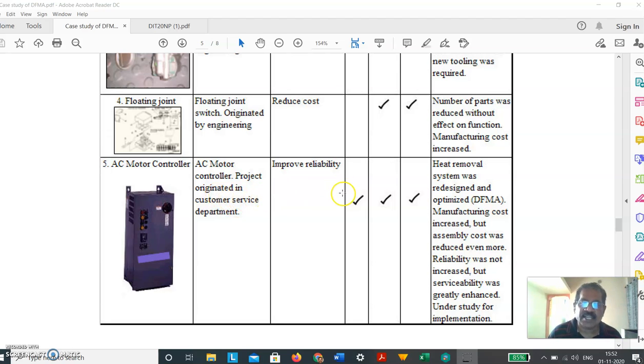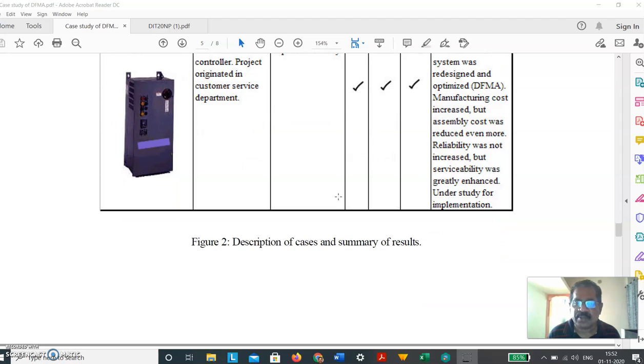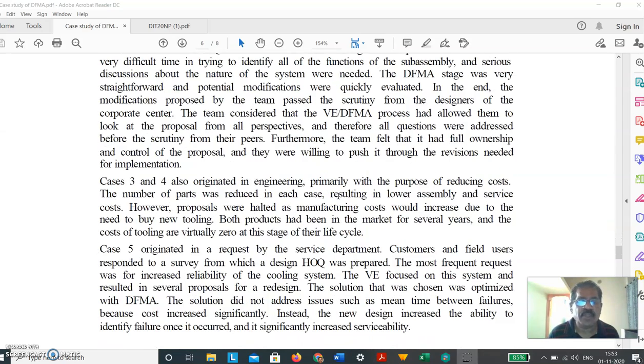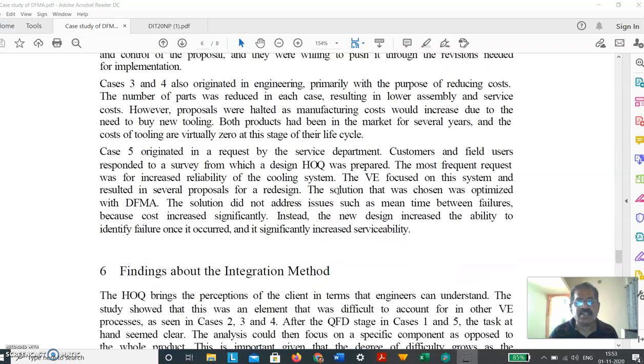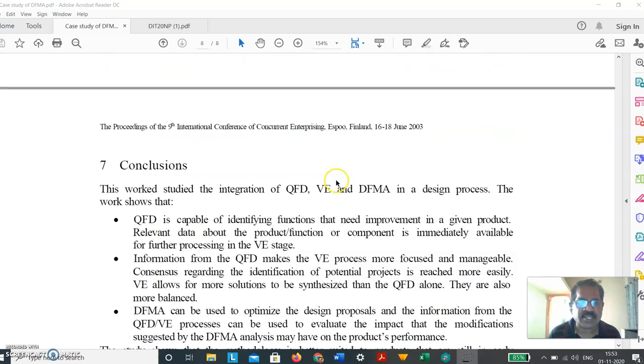Now, what we should see is that in all these cases there is a manufacturing cost which has increased. We should not directly take the cost of the small tooling changes that we are trying to make as the final cost. Initially the cost will be there, but cost should be calculated on how many parts were made and over how long a period, when you are going to break even on the cost that has been incurred. So these are all the findings about the integration method and the case study.